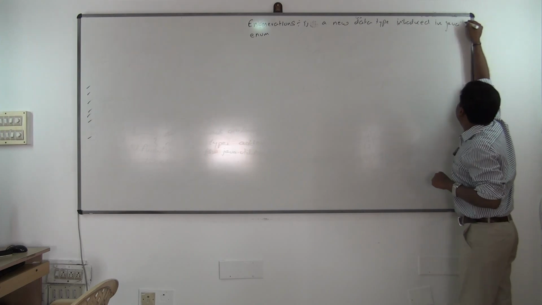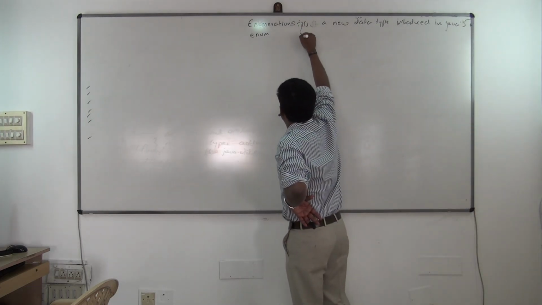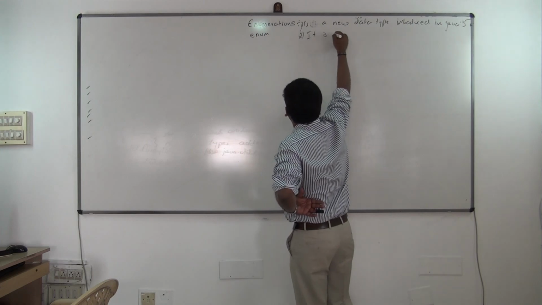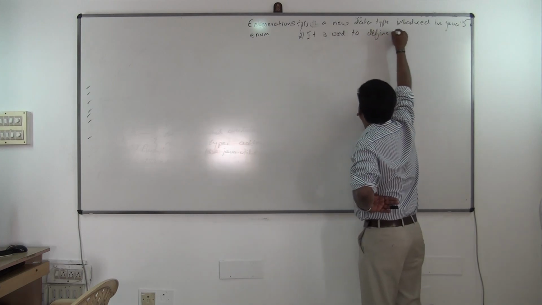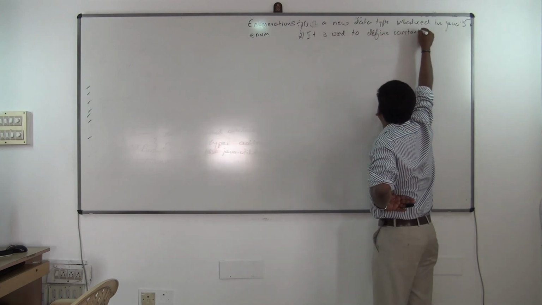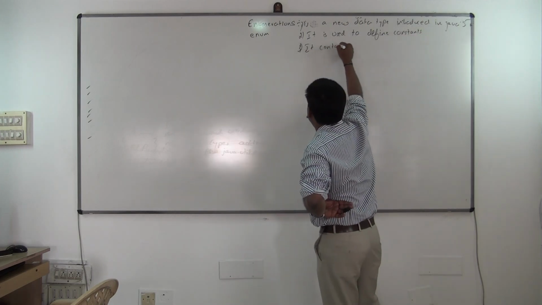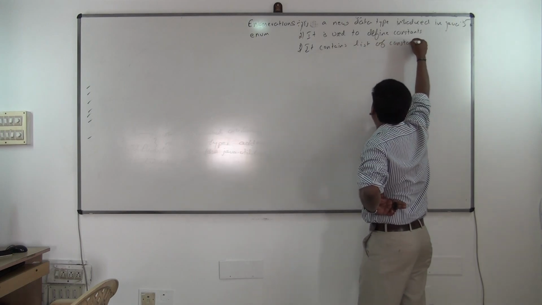Java 5 version. Next point. This is one point. Second point: it is used to define constants. And the third point is it contains a list of constants. So these 3 points are very important from the interview point of view.